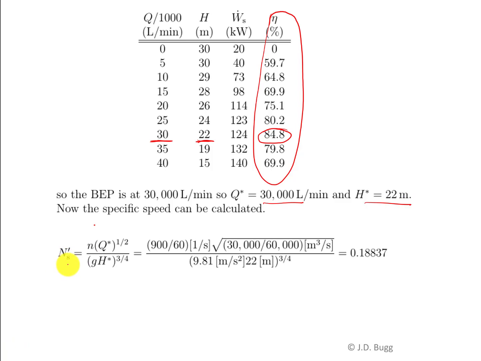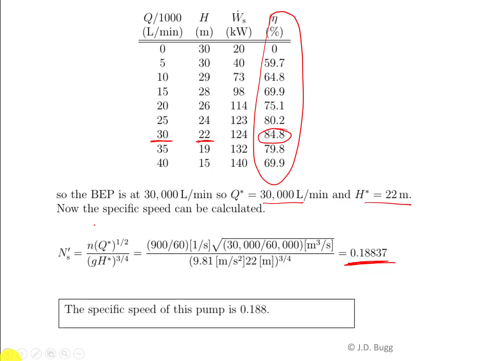So we substitute everything into our expression for the specific speed. The speed of the pump, we want to put in revolutions per second, so we divide our revolutions per minute by 60. Also remember to convert our volume flow rate to cubic meters per second. For g and H, no conversions are required. That gives us a specific speed of 0.18837. So we can conclude that the specific speed of this pump is 0.188.